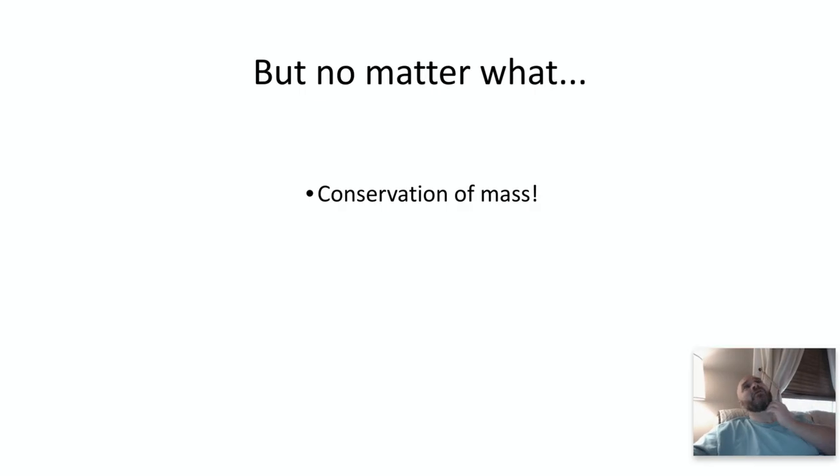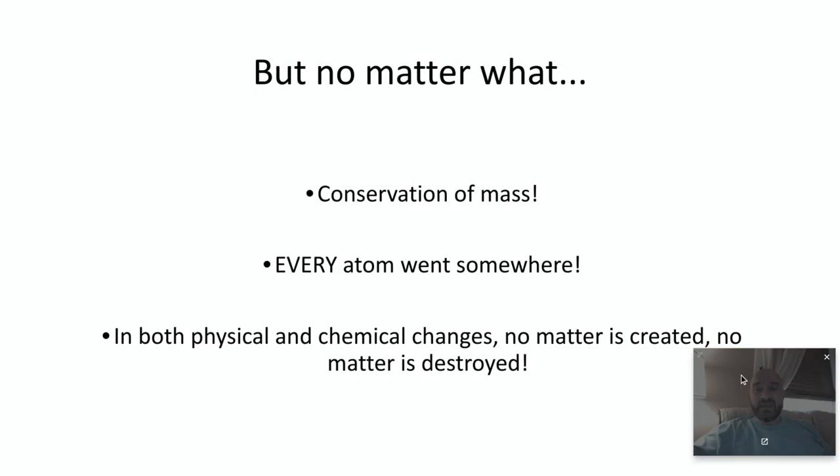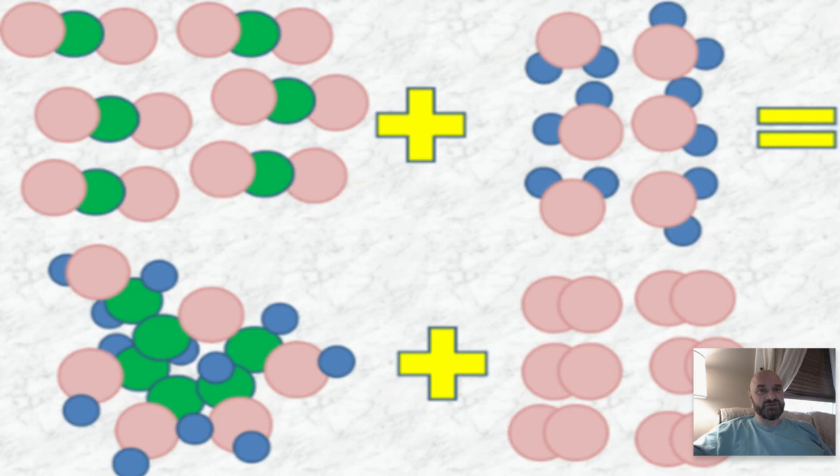All right. But no matter what, we have this big idea that we need to know in sixth grade called conservation of mass. Every atom goes somewhere in all changes. The word conservation has the word conserve in it, which means to keep or to preserve or to save. So we are going to keep or preserve or save all of the mass by accounting for every atom going somewhere. In both physical and chemical changes, no new matter is created, no matter is destroyed. Every piece of matter goes somewhere, even if it looks very, very different from what it used to.